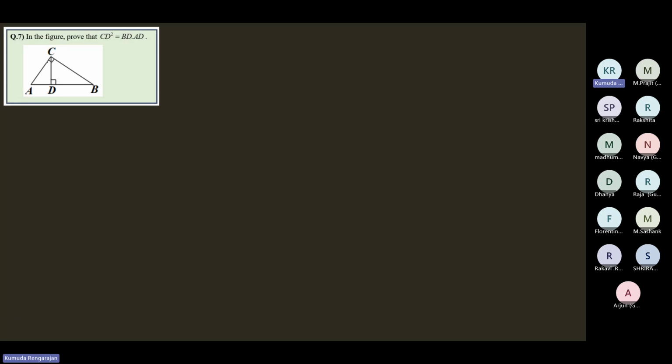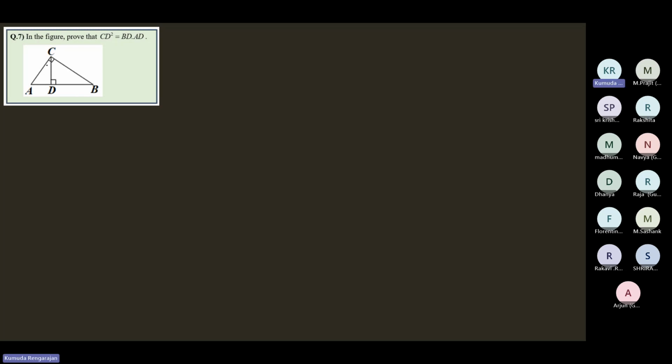See, here you can do 3 things. You can prove that this small triangle is similar to the whole triangle. Or you can prove that this triangle is similar to the whole triangle. Or you can prove that this triangle is similar to this triangle. These are the 3 things you can do. Now, which one of these 3 should you do to get this result exactly, CD square is equal to BD into AD? To get this result, you will have to choose those 2 triangles which have CD as a common side.